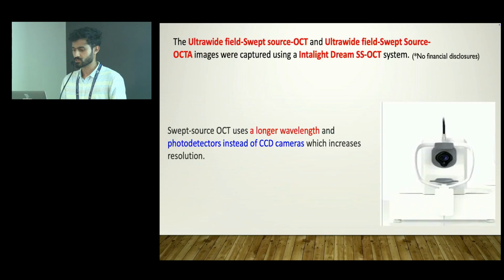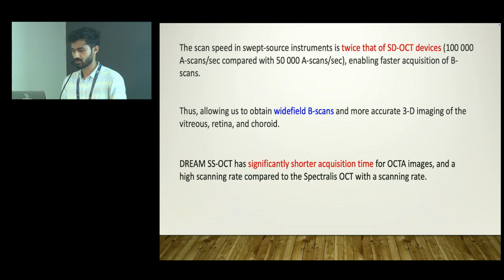Swept source OCT uses a longer wavelength and uses photodetectors instead of CCD cameras, which are used in the SD OCT, which increases resolution. They also have a higher scan speed, which is twice that of the SD OCT devices, thus allowing us to obtain wide field B scans and more accurate 3D imaging of the vitreous, retina and choroid.